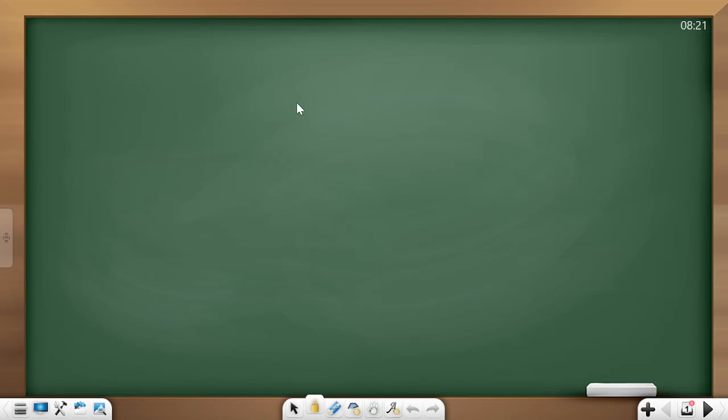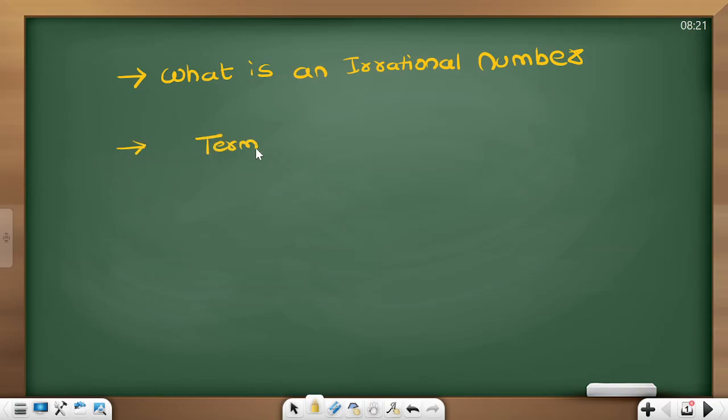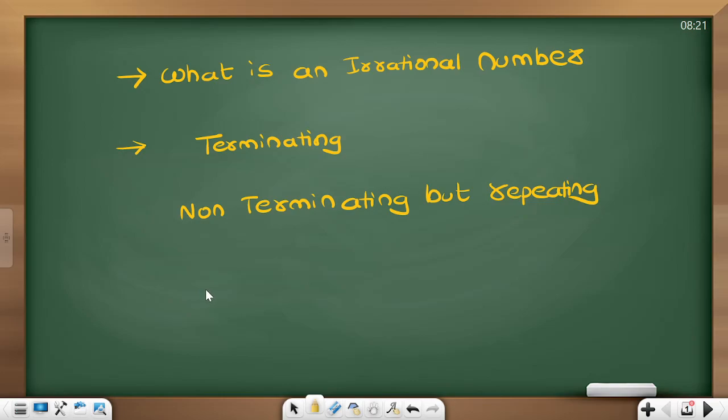In our last class, we discussed what an irrational number is, and three types of decimals: terminating, non-terminating but repeating, and non-terminating also non-repeating. So these are the three types of decimals we have seen.